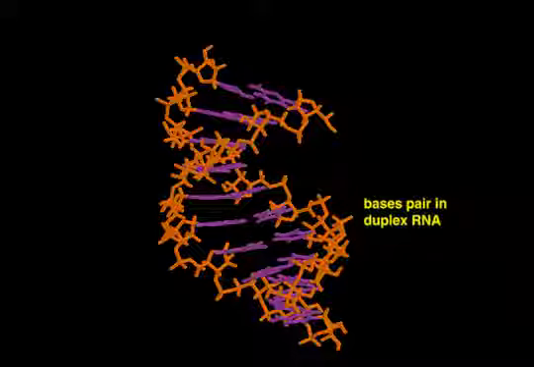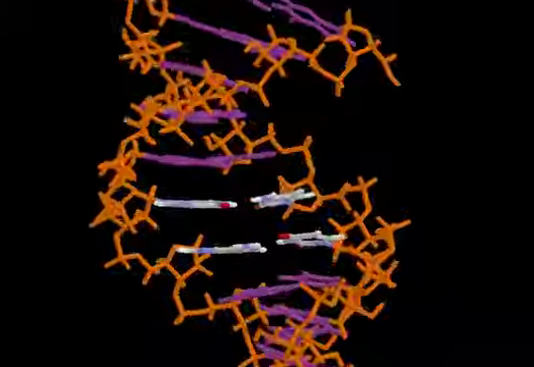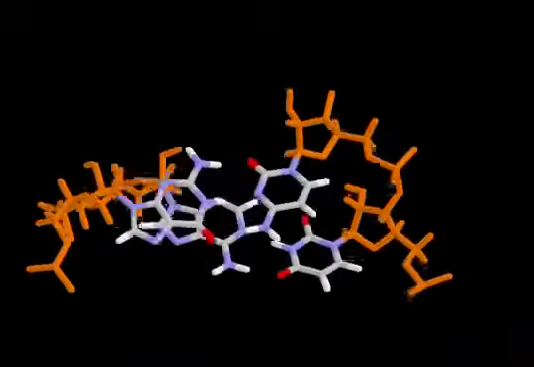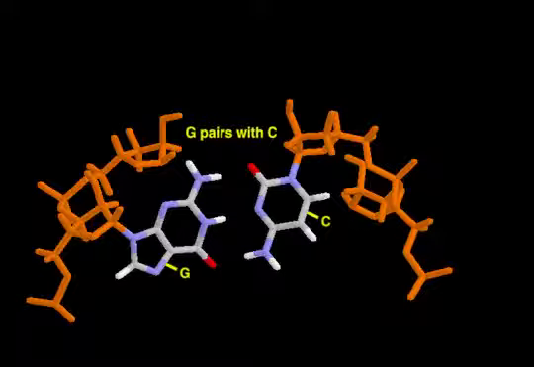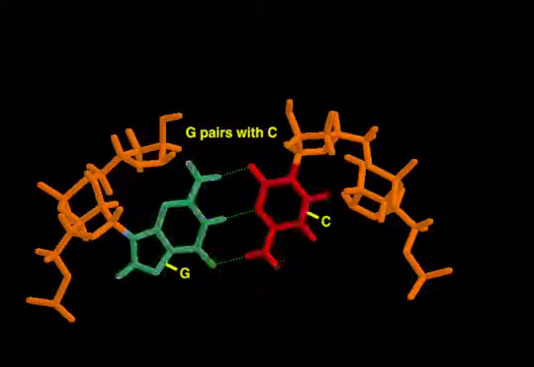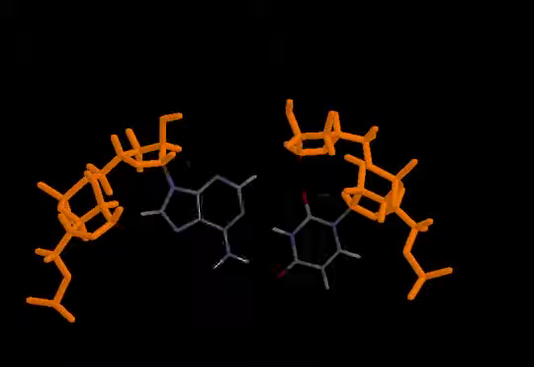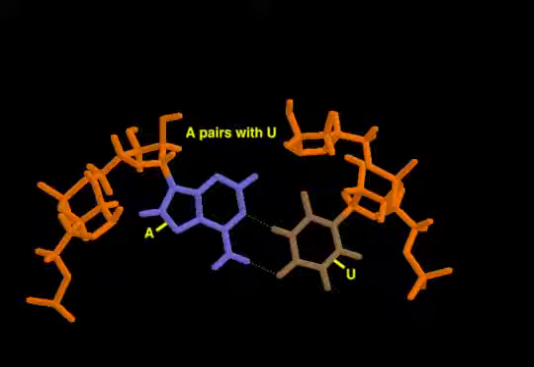Base pairing between strands is similar to that in DNA, except that adenine pairs with uracil instead of with thymine. Uracil is never used in DNA. As in DNA, a GC base pair in an RNA helix has 3 hydrogen bonds. The AU pair, like the AT pair, has 2 hydrogen bonds.